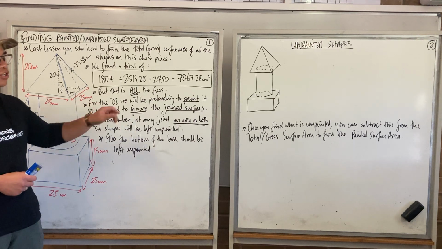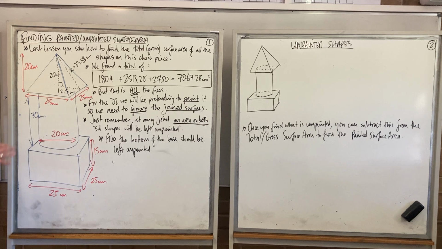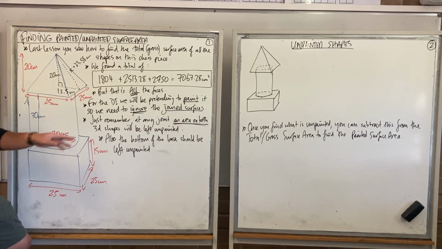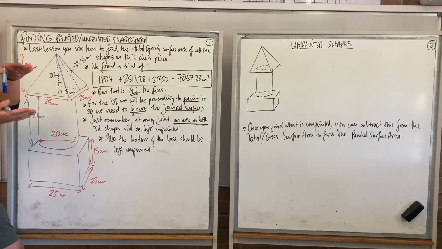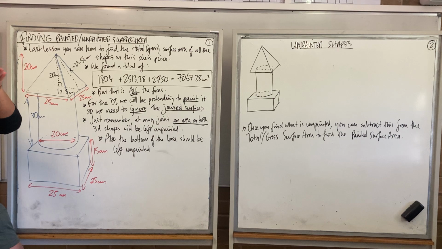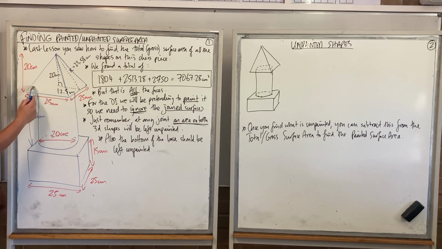For the DI, you're going to be pretending that you're painting it. So we need to ignore the joined surfaces. What shape is that cylinder going to join the bottom of that pyramid? Circle. And firstly, I don't want to paint it, because if I wanted to glue them together, you don't want glue to be stuck to paint. Because if I separate them apart, what surface is the glue stuck to? Not wood or concrete, it's stuck to paint, and paint's weak. It'll just flake off. So how many circles would I not paint in that joint?